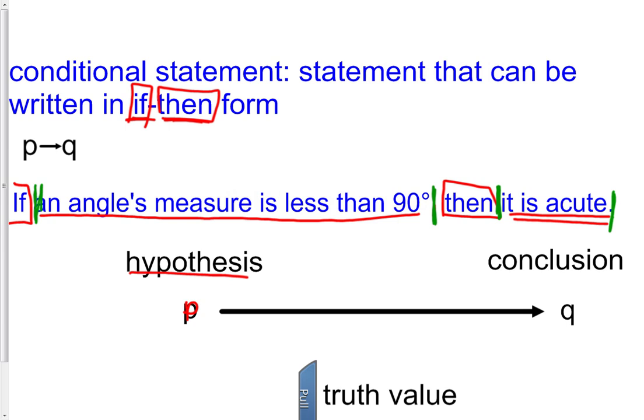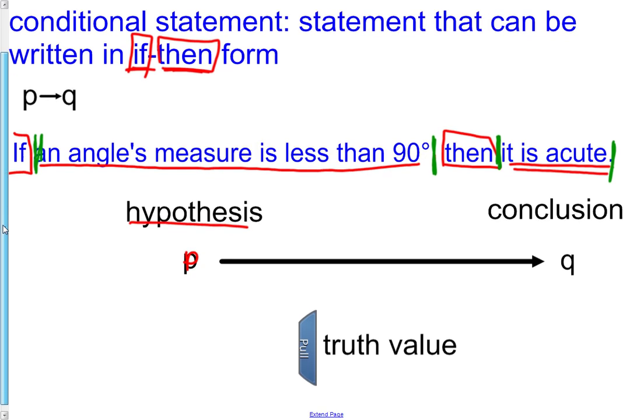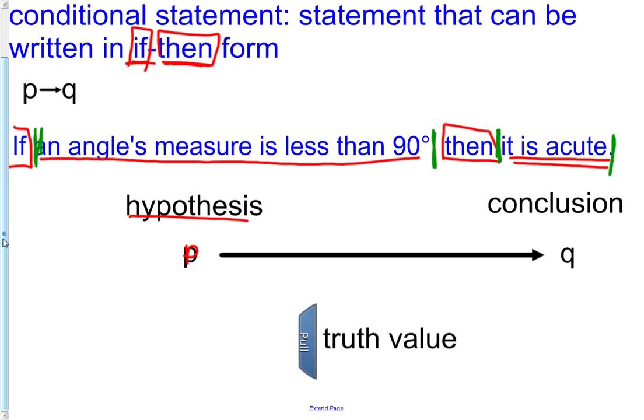So let's talk about this for a second. If an angle's measure is less than 90 degrees, then it is acute. Is this a true statement or is this a false statement? We're going to talk about the truth value of this. It's true in most cases. If it's false in one case, then the whole statement is false. Well, an 89-degree angle is acute, an 80-degree angle is acute, a 50-degree angle is acute, a 30-degree angle. All those are acute, and they're all less than 90.